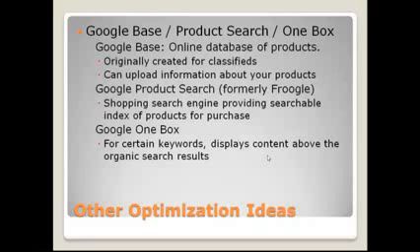There's a product called Google OneBox, and for certain keywords it displays content above the organic search results. And this is becoming more and more prevalent. Google's showing image results. So we'll talk about vertical inclusion, vertical targeting a little bit later, but this is just a short example of how you can use some of the Google products to show some information and build link value to your site.